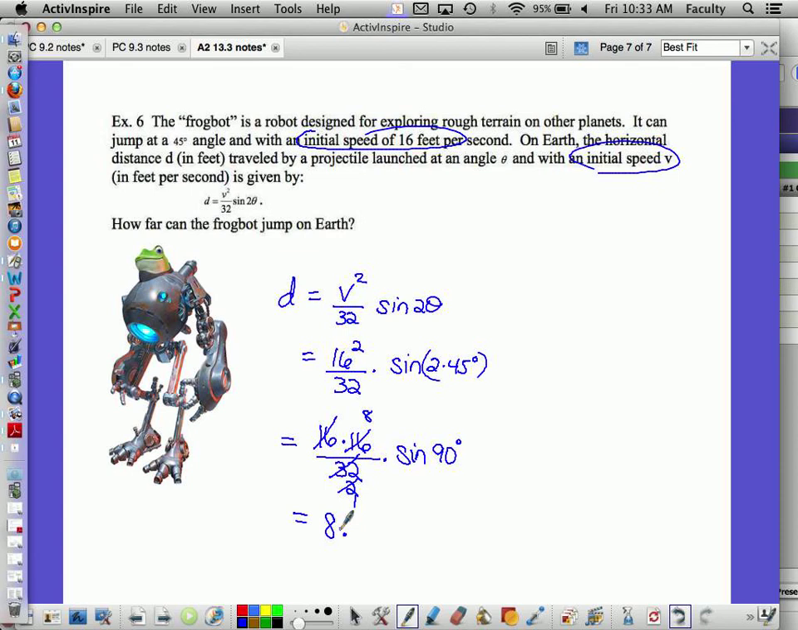Now, sine 90 degrees. I told you to write down the two triangles in the circle. So what I want us to do is remember that on the unit circle, these four values, this is 90 degrees, right? So what is the sine of 90? 1. So the distance the frog bot can jump is 8 feet. That's longer than I can go.